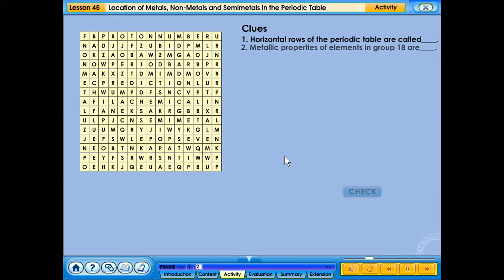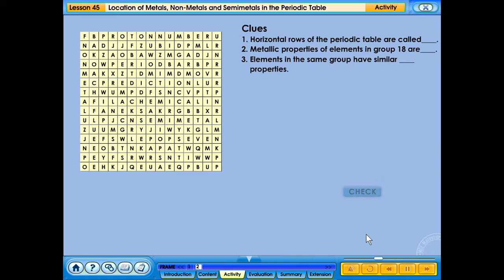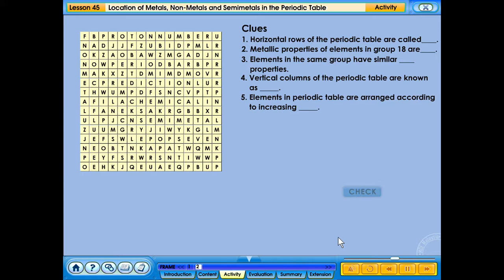2. Metallic properties of elements in group 18 are. 3. Elements in the same group have similar properties. 4. Vertical columns of the periodic table are known as. 5. Elements in the periodic table are arranged according to increasing.